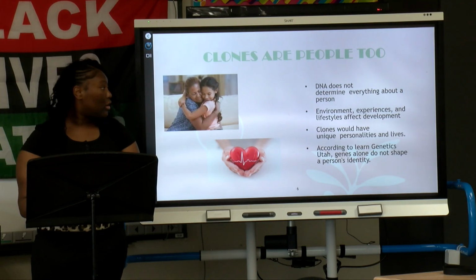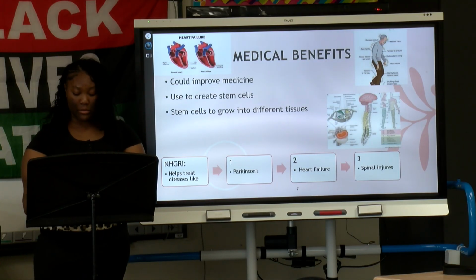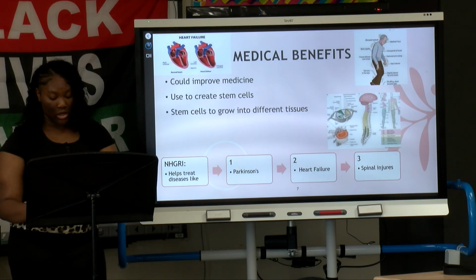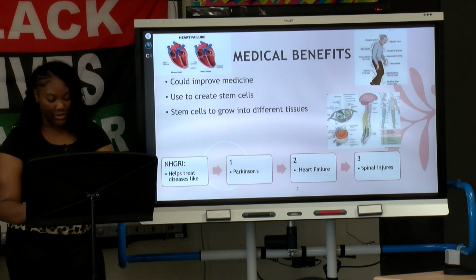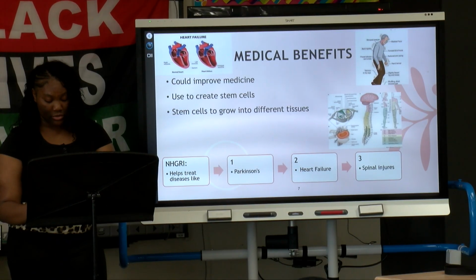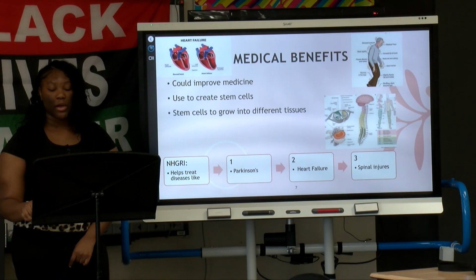Supporters of cloning do argue that it could improve medicine and save lives. Scientists believe cloning could be used to create stem cells, which are special cells that can grow into different types of tissue. According to the National Human Genome Research Institute, stem cells created through cloning could be used to replace damaged or diseased tissues, and could lead to treatments for conditions such as Parkinson's disease, heart failure, or spinal cord injuries.